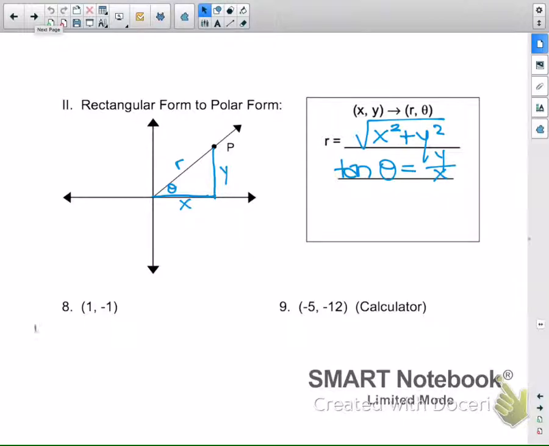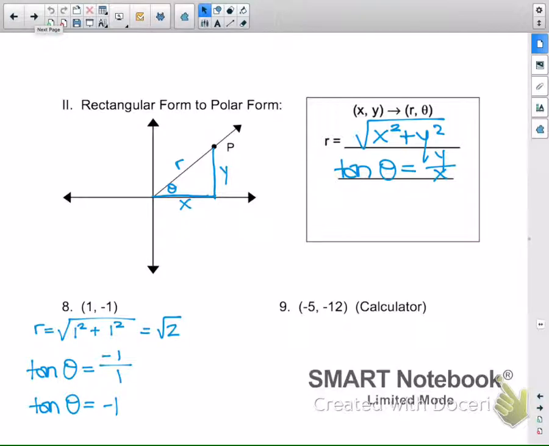The r is very easy to find. If I use that square root of x squared plus y squared, what's that going to give me for an r value? Square root of 2. Do leave that in the simplified radical form. We prefer it that way. To find the angle, I set up tangent of theta is equal to the y over the x. What does that reduce to? -1.